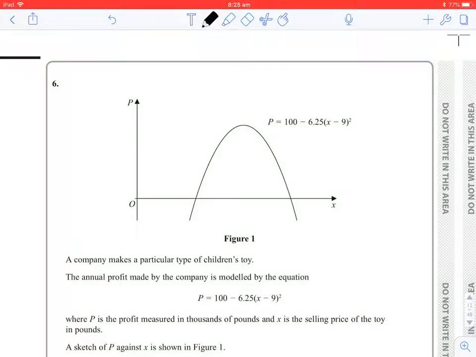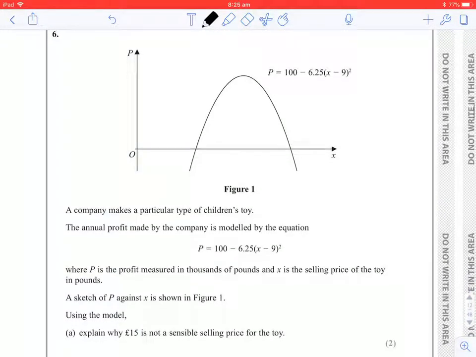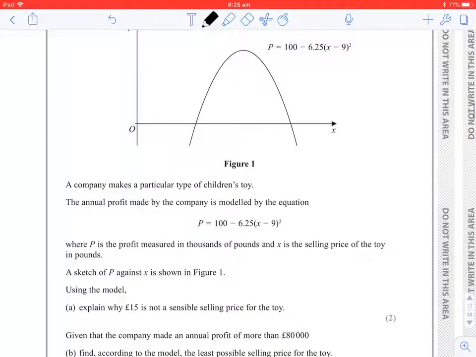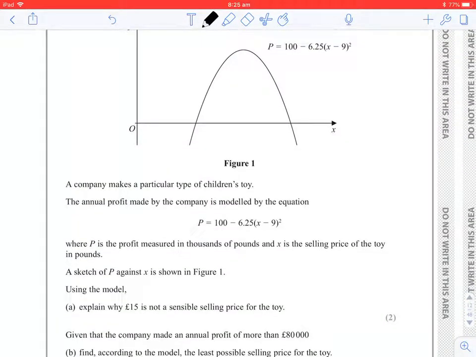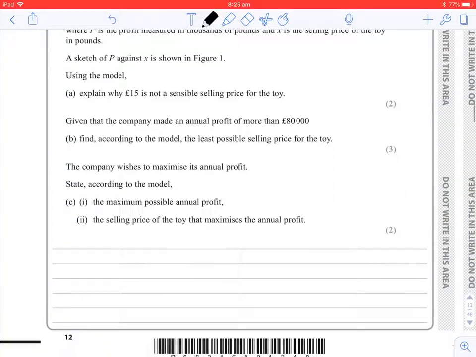So we've got the May 2018 AS paper question 6 here. A company makes a particular type of children's toy. The annual profit made by the company is modelled by the equation P equals 100 minus 6.25 lots of (X minus 9) all squared. P is the profit measured in thousands of pounds and X is the selling price of the toy in pounds. A sketch of P against X is shown in figure 1. Use the model to explain why £15 is not a sensible selling price for the toy.